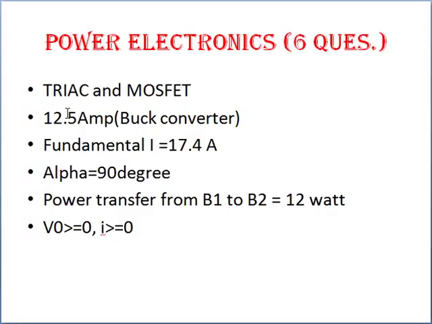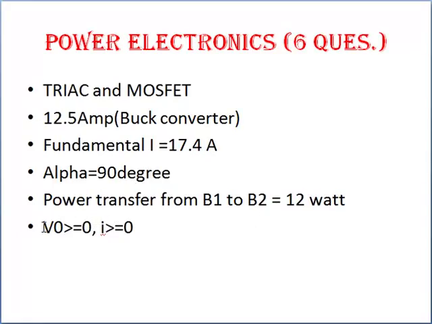And one question they asked about the fundamental current, in which a quasi square wave is given, and there was some waveform given in the question. The answer of that question is 17.4 ampere. There was one more question in which they asked the value of alpha, and the answer is 90 degree. And in one question they gave a particular circuitry and waveform, and they asked the value of power transfer from V1 to V2. The answer of that particular question is 12 watt.